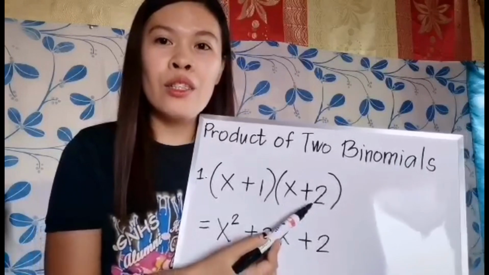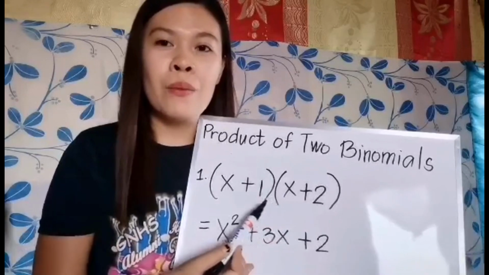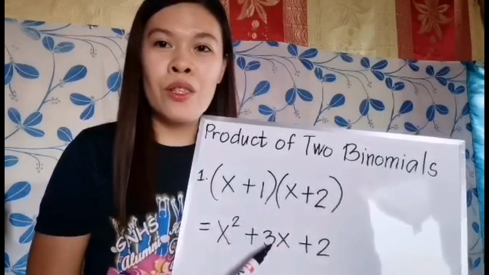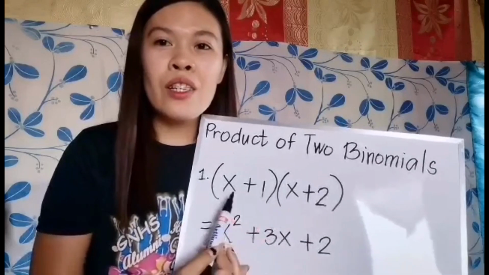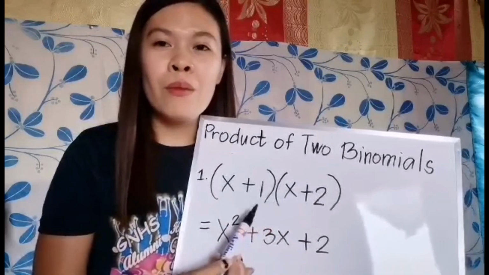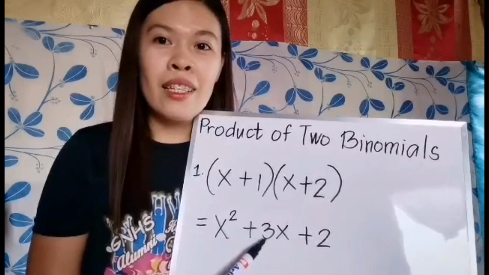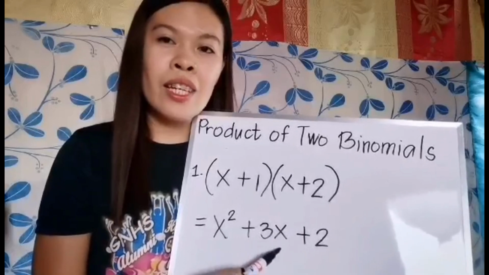We have 1 and 2. These are second terms. I have to add these two. 1 plus 2, that is equal to 3. And since the common variable here is x, I have to attach x. That is why for my second term answer, I have 3x.